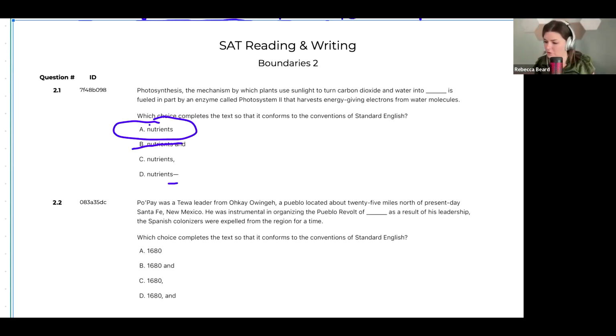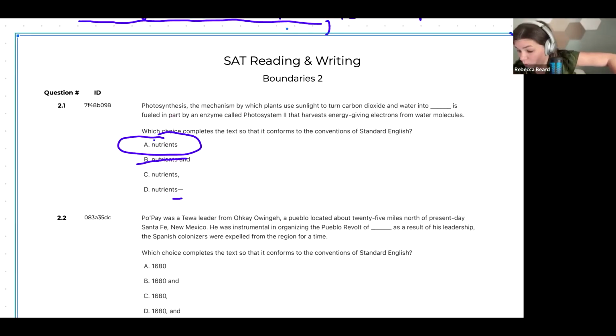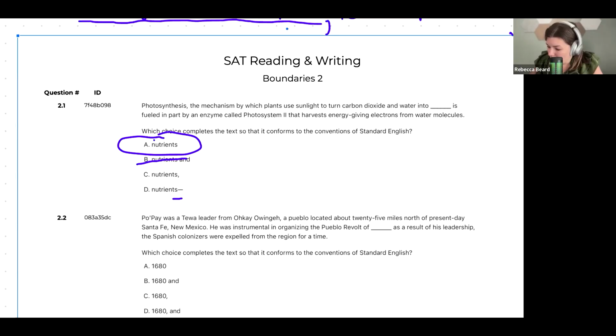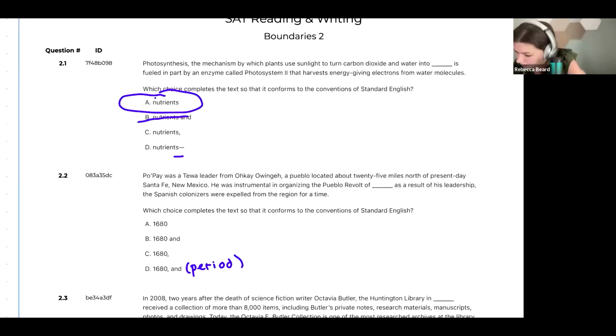So on question 2.2, we're going to be talking about pretty much a tribe. So a pueblo located. Okay, so let's go to the options like we were talking about before. So I see a comma, I see a period, and I see a comma and. So right here, remember, I'm telling myself in my head that this is a period. Sounds really silly, but it helps a ton. So let's go ahead and make sure we scroll down.